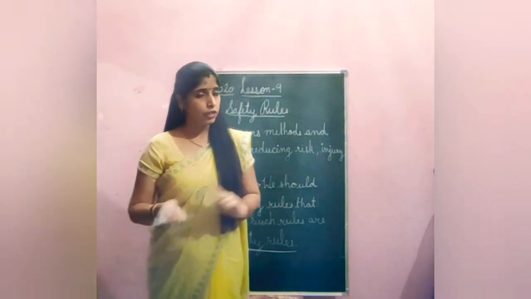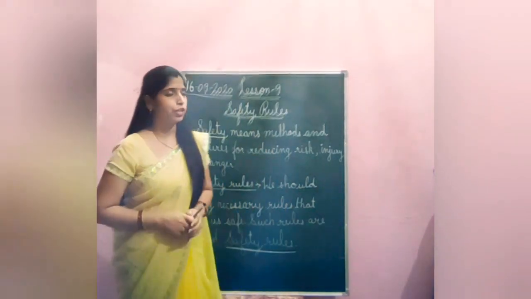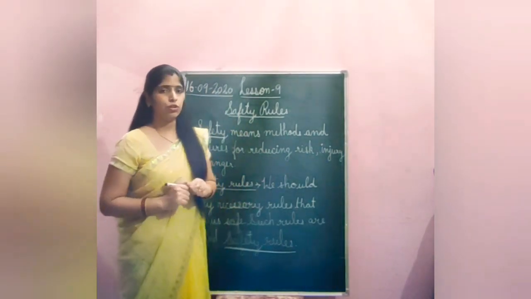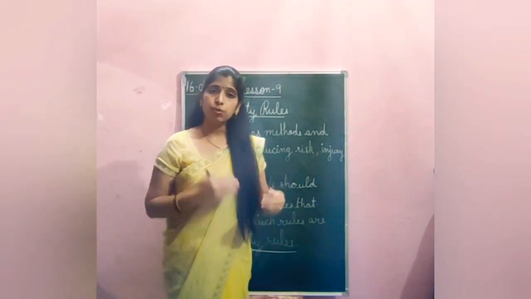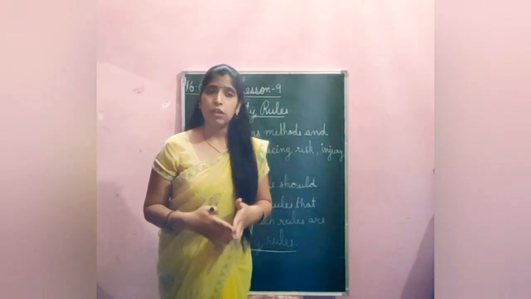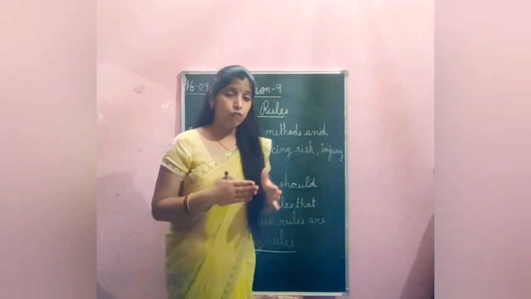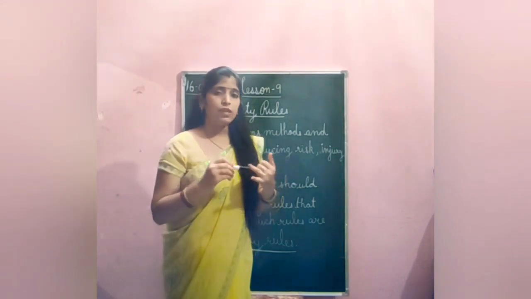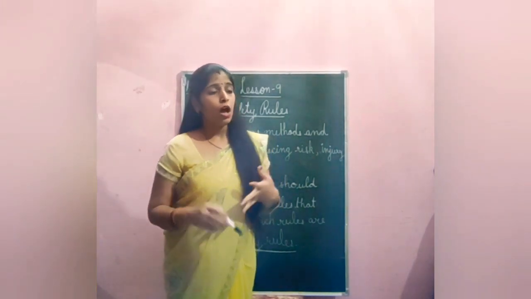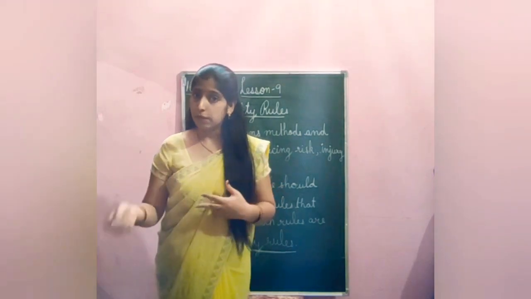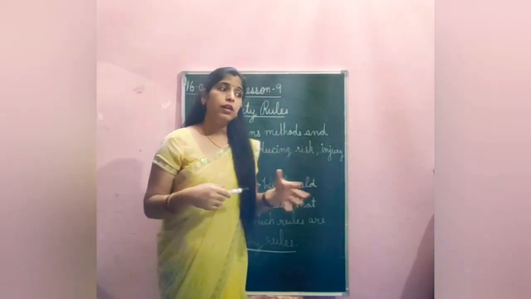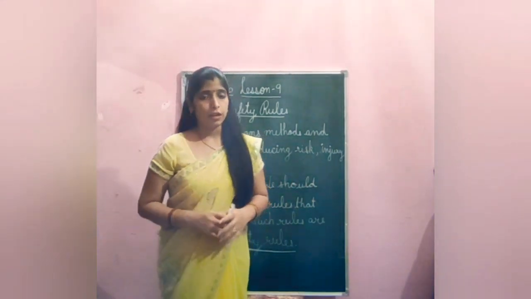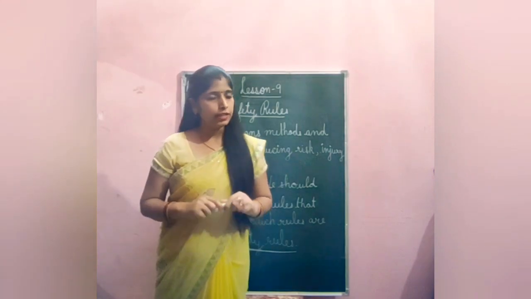Now, the chapter which we are going to study today is lesson number 9, safety rules. In this chapter, children, we are going to study certain rules, certain things, certain measures that we should follow so that we should be safe in various places. How to be safe at your home, how to be safe at your school, how to be safe while you are taking a bus, how to be safe while you are outside for a party or something. All these things we are going to study in this chapter.